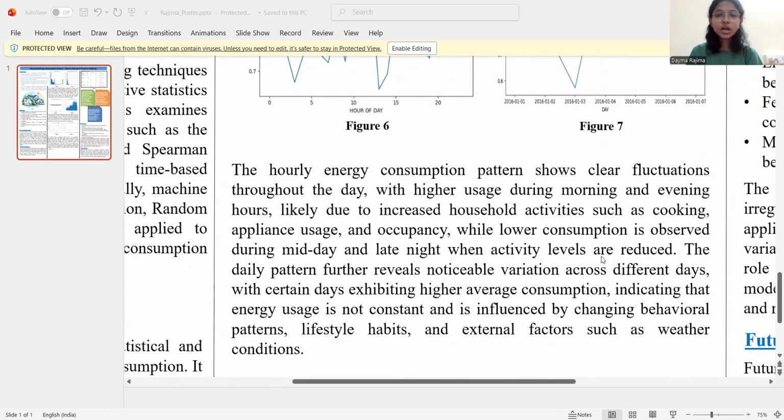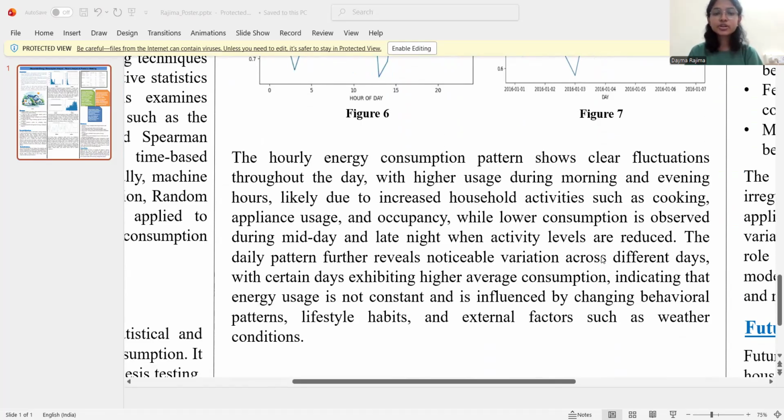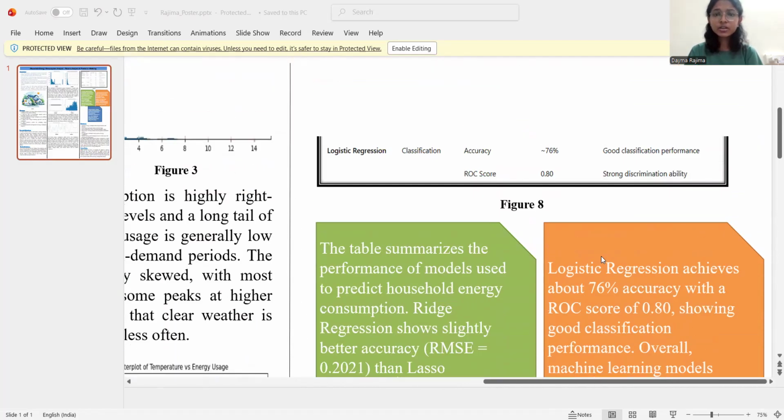Based on these graphs, the hourly energy consumption pattern shows clear fluctuation throughout the day, with higher use during morning and evening hours, likely due to increased household activities such as cooking, appliance usage, and occupancy, while lower consumption is observed during midday and late night when activity levels are reduced. The daily pattern further reveals noticeable variation across different days, with certain days exhibiting higher average consumption, indicating that energy usage is not constant and is influenced by changing behavioral patterns, lifestyle habits, and external factors such as weather condition.